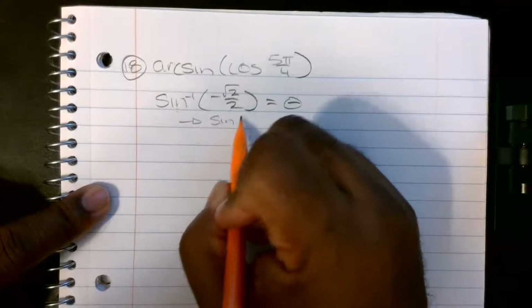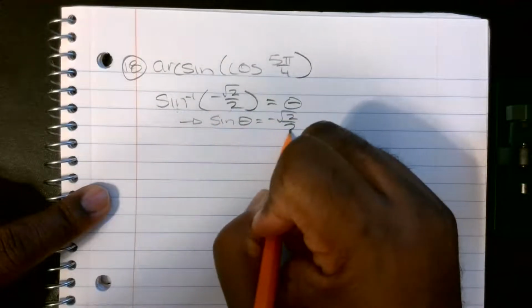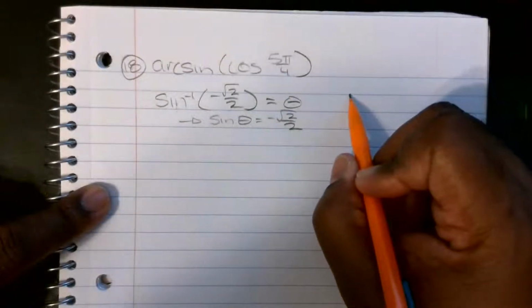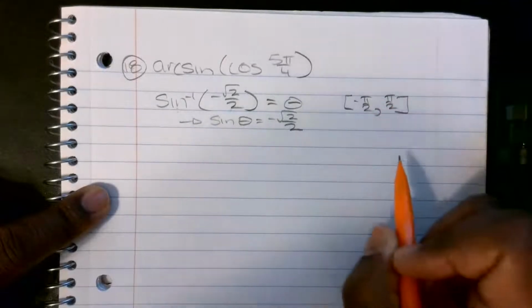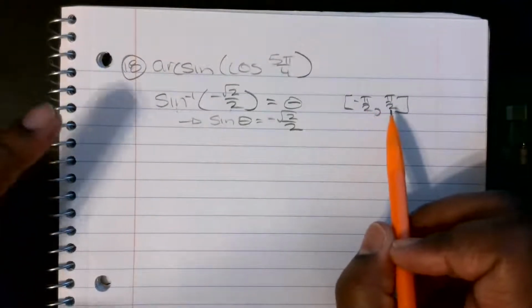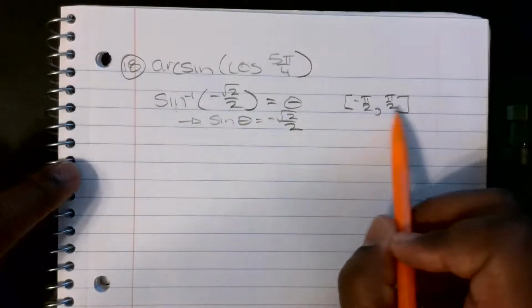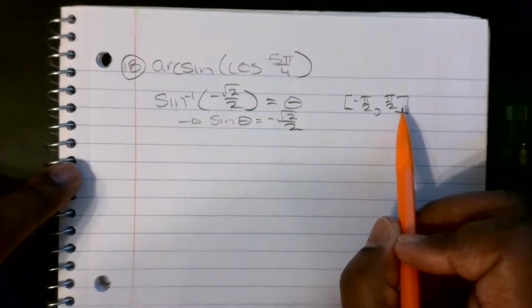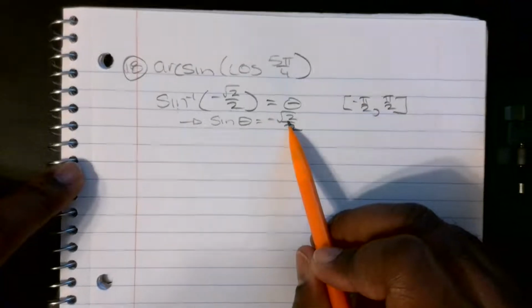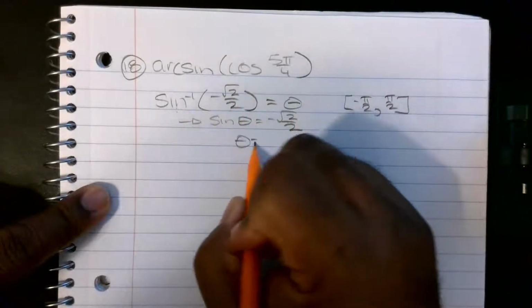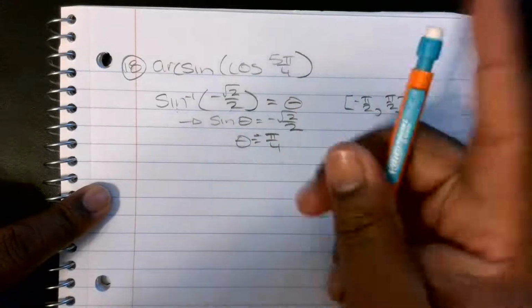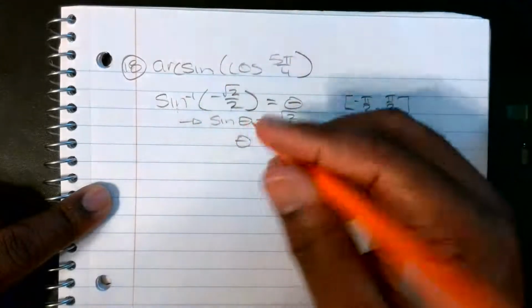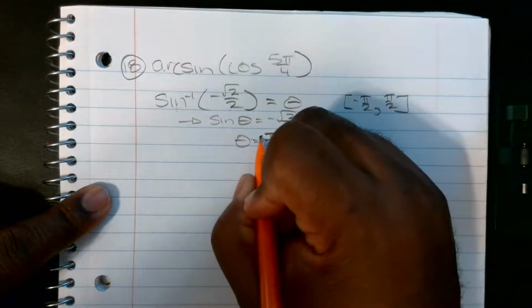If this is equal to theta, this is the same thing as sine of theta is equal to negative root 2 over 2. But remember that we're looking from negative pi over 2 to pi over 2, because that is the range. Arc sine has to be a theta. Okay. Sine is negative, so that means it would be negative pi over 4.